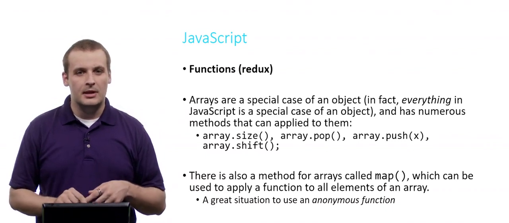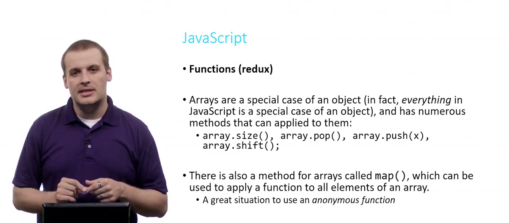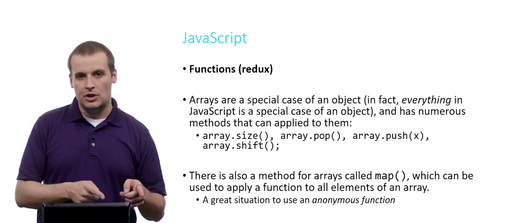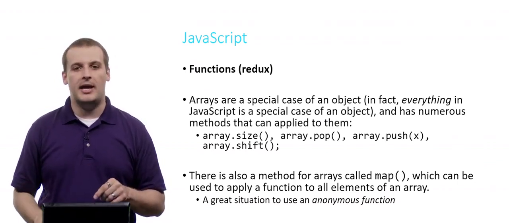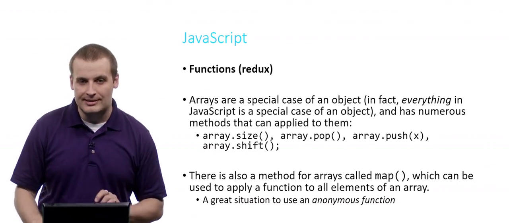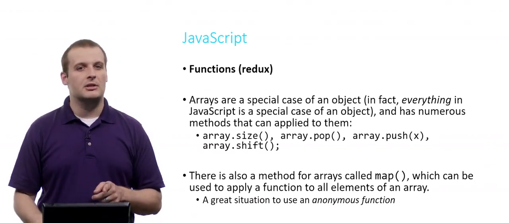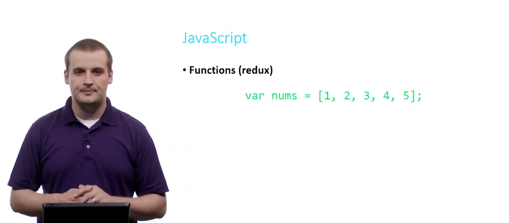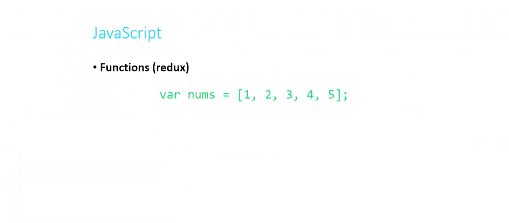That's pretty cool. Here's another cool thing that you can do with arrays. There's another method for them called map, which basically allows us to apply a function to every single element of an array. And in particular, this is a great example for using an anonymous function. So let's take a look at how we might use an anonymous function and why it might be useful to do so. So here's an array called nums. It has 5 elements in it: 1, 2, 3, 4, and 5.